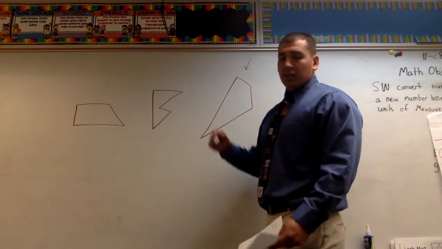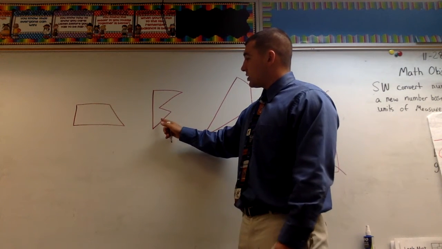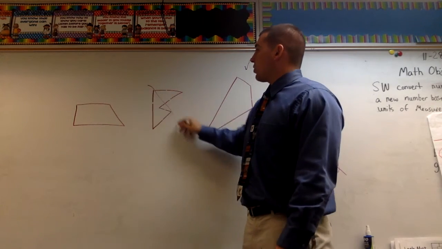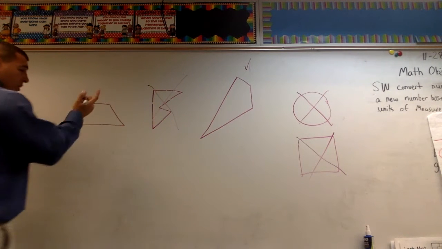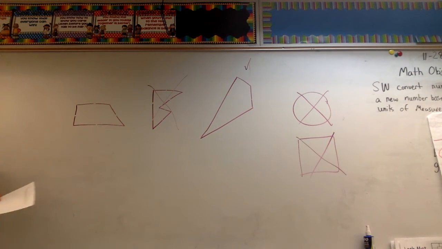Okay? Over here, let's see. Does it look like any of the ones we've done? No. So let's check and see the sides. 1, 2, 3, 4, 5 sides. Not a quadrilateral. That cannot work. Let's look at this last one. Doesn't look like any of the ones before. 1, 2, 3, 4 sides. Okay?